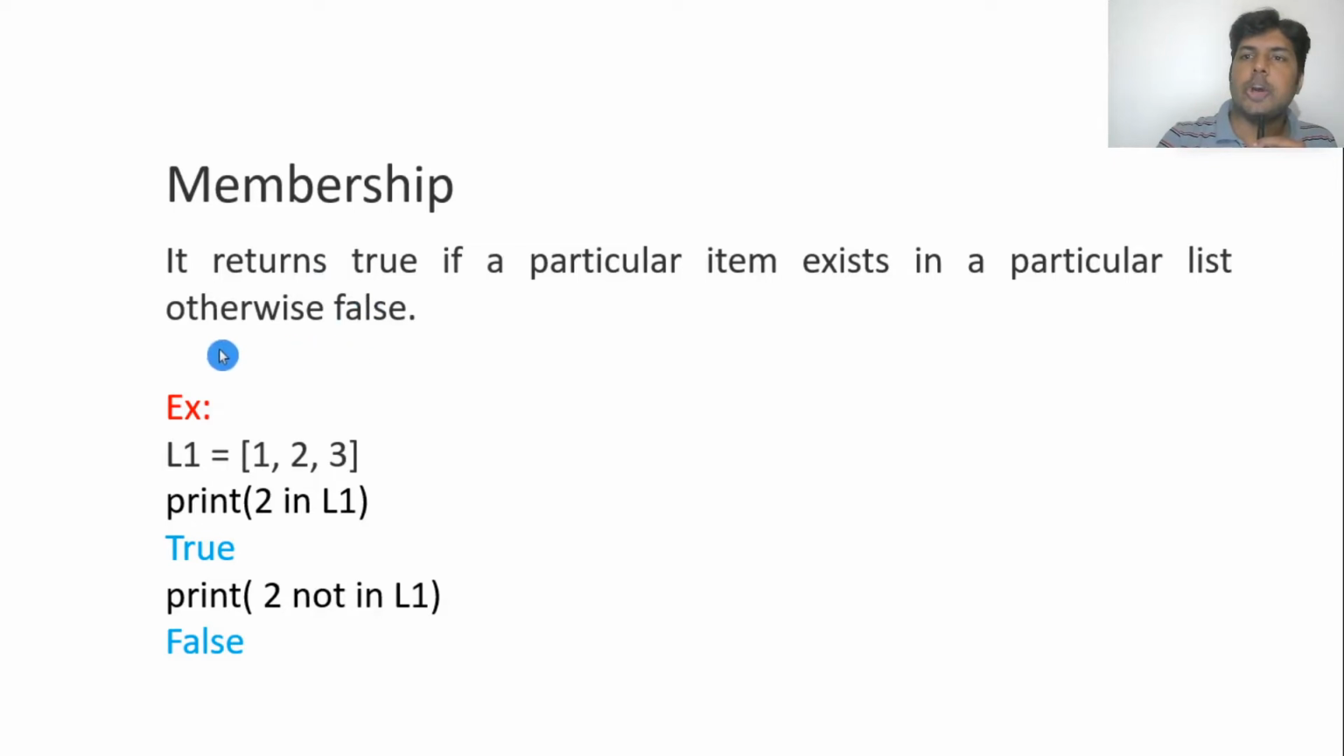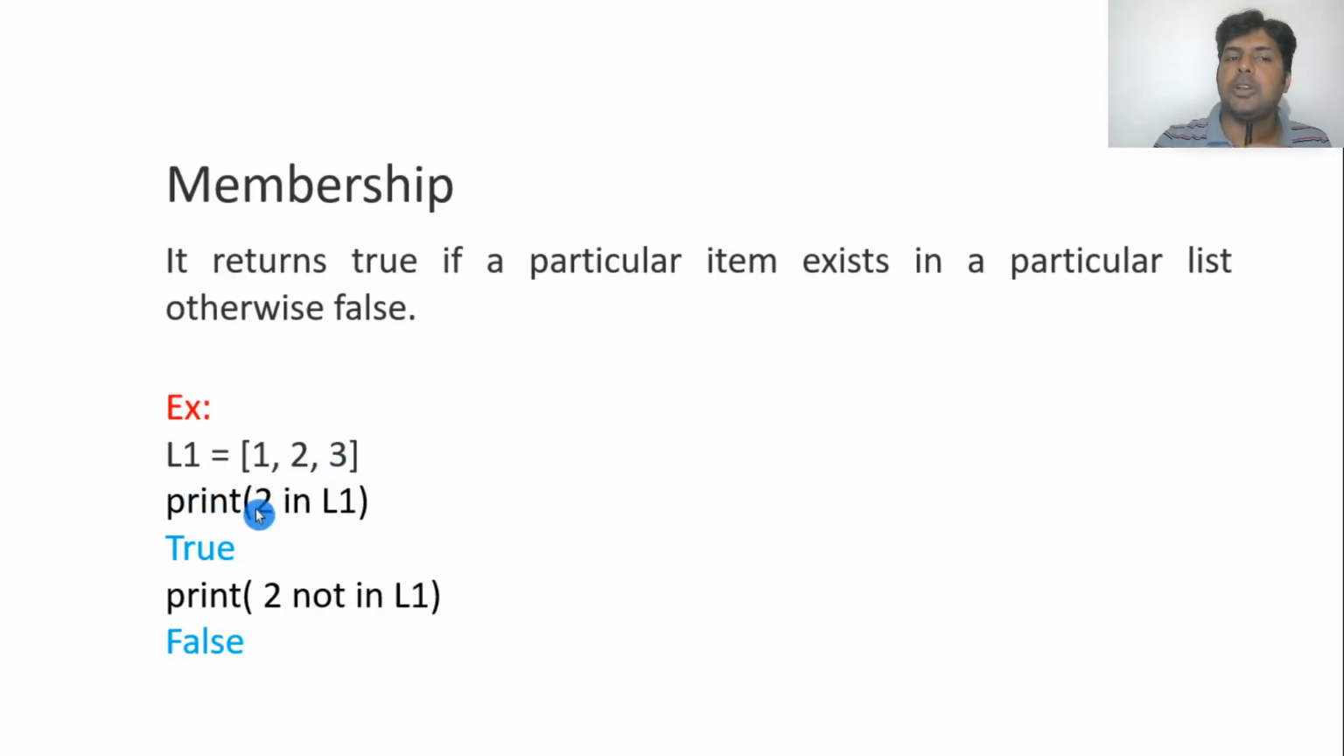Now our next topic is membership. So what will membership do? It will return true if a particular item exists in a particular list, otherwise false. So we use the in symbol. You can see here I have taken a list L1 with 1 2 3. So you can see there is 2 inside the list L1, right?